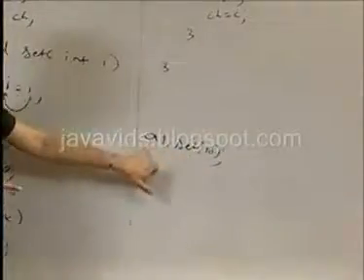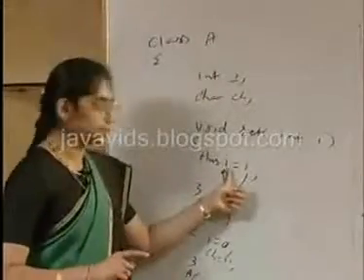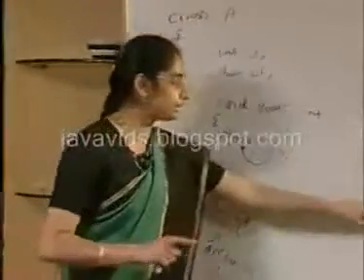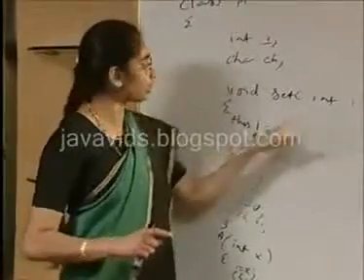So in this case, this reference is referring to a1. So when you say this.i, you are now referring to a1's i variable, whose value is being equated with the local variable i.